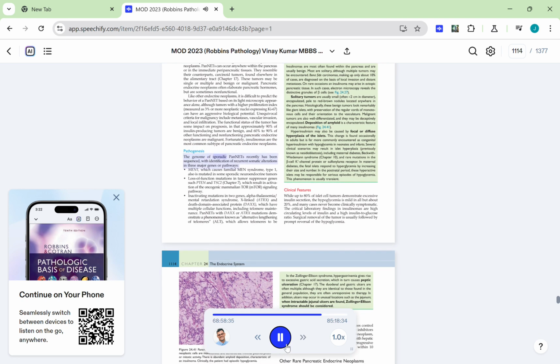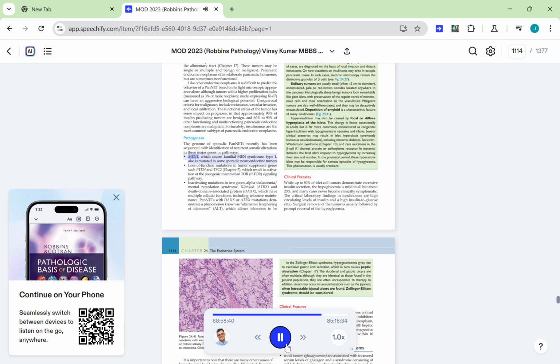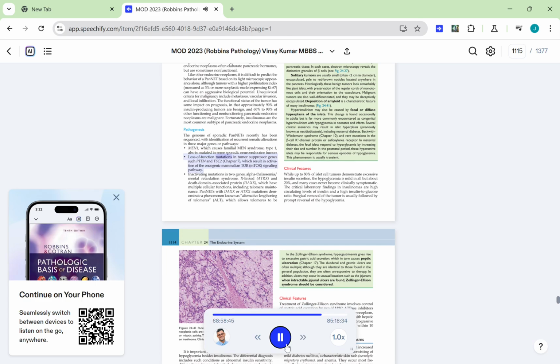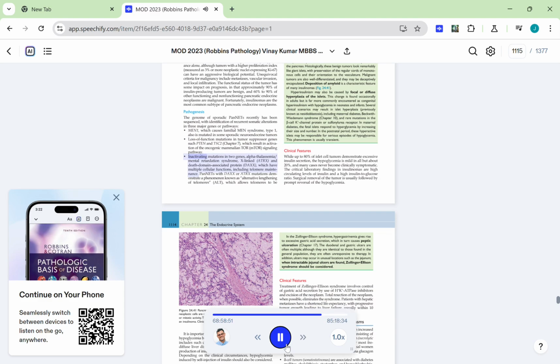Pathogenesis. The genome of sporadic PanNETs recently has been sequenced, with identification of recurrent somatic alterations in 3 major genes or pathways. MEN1, which causes familial MEN syndrome type 1, also is mutated in some sporadic neuroendocrine tumors. Loss of function mutations in tumor suppressor genes such as PTEN and TSC2, which result in activation of the oncogenic mammalian TOR signaling pathway. Inactivating mutations in 2 genes, alpha thalassemia mental retardation syndrome X-linked (ATRX) and death domain associated protein (DAXX), which have multiple cellular functions including telomere maintenance.